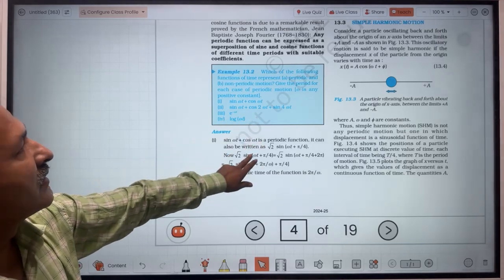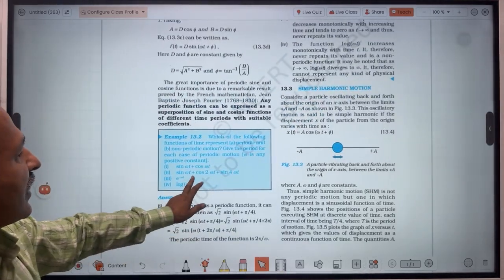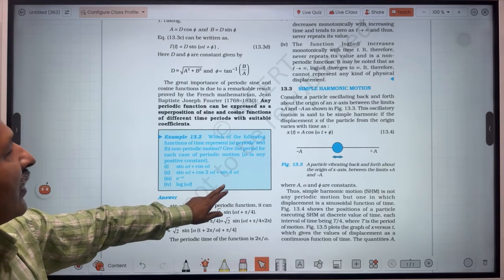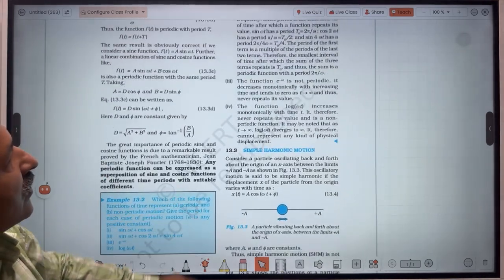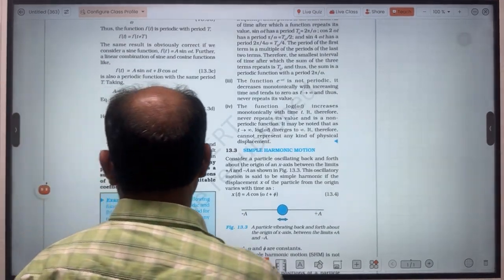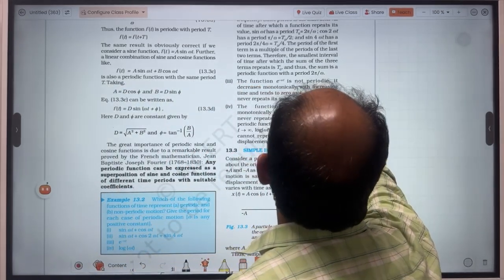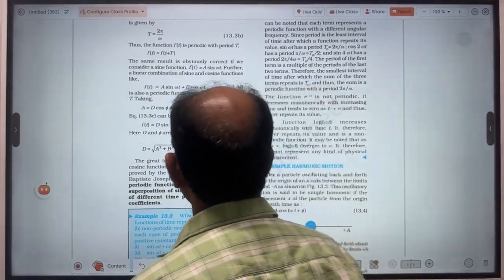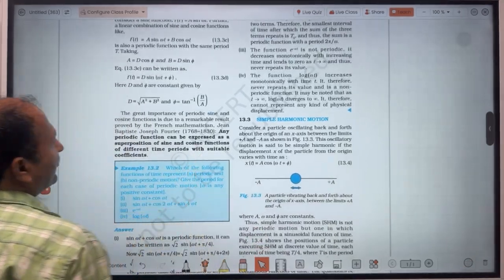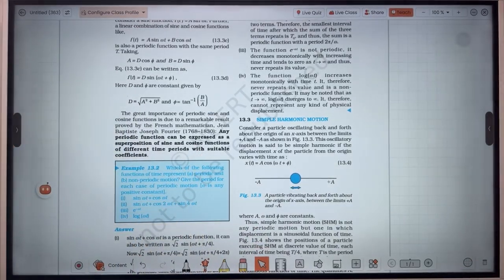But in this case, what is happening? Sine omega t, cos 2 omega t, sine 4 omega t. Although this is periodic, this is periodic, this is periodic, you have to find out what is the common period, and then you can easily evaluate. So the basic point is that sine and cosine functions are used for representing periodic functions.